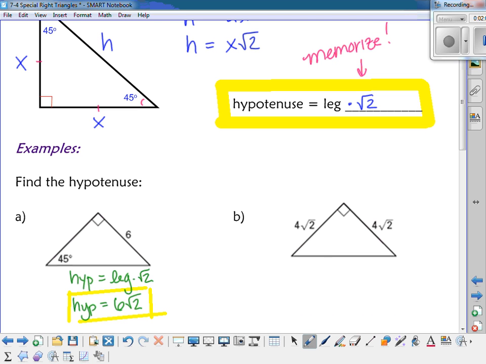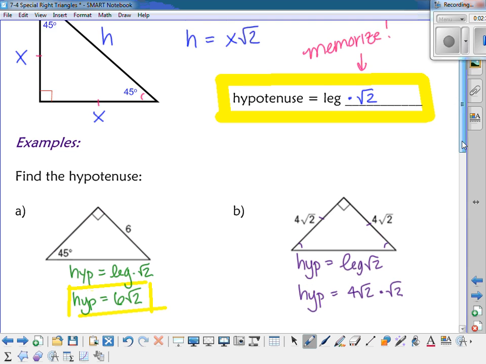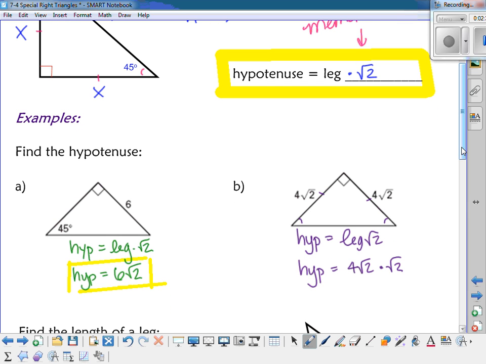That quick, that easy. For example B, I'm still going to use the same equation because it's a 45, 45, 90. I know that because my legs are congruent, so my angles have to be congruent, so they're 45 degrees. So the hypotenuse is going to equal the leg times root 2. So this time, the hypotenuse is going to equal 4 root 2 times root 2. And the square root of 2 times the square root of 2 is 2, and so 4 times 2 is 8. So the hypotenuse, in this case, would equal 8.